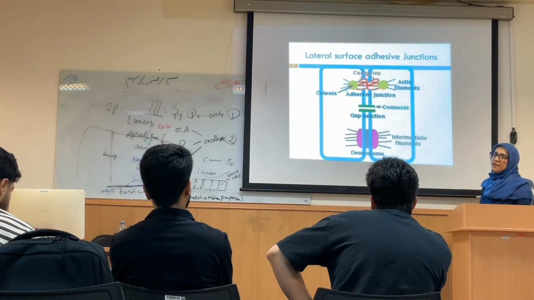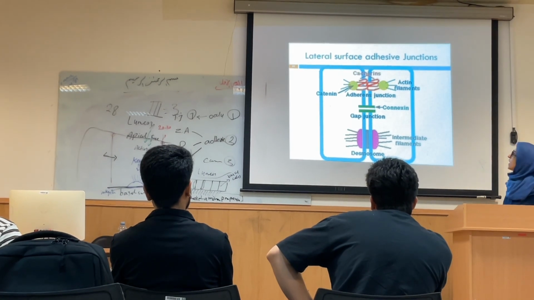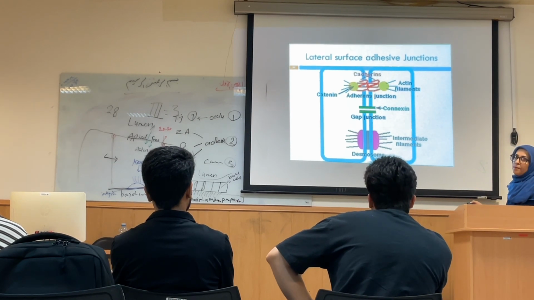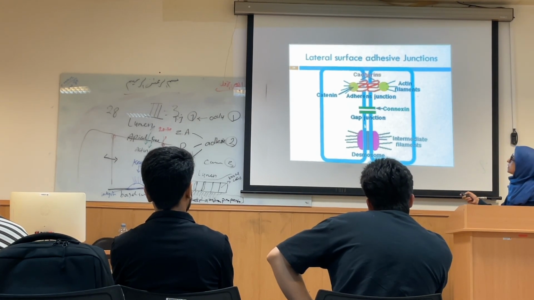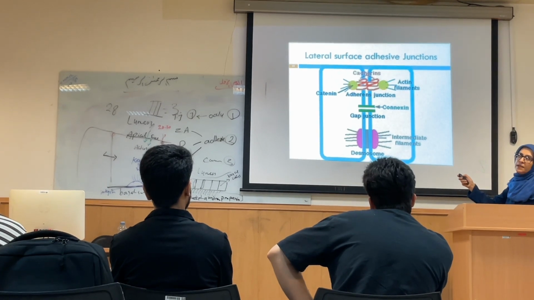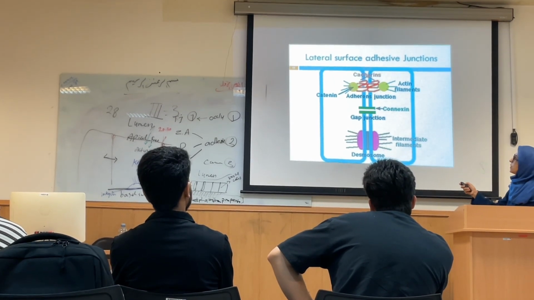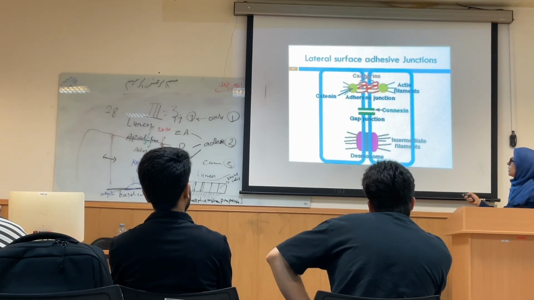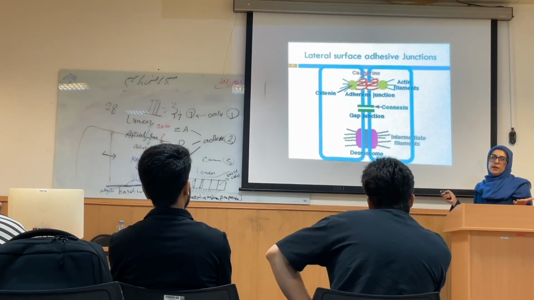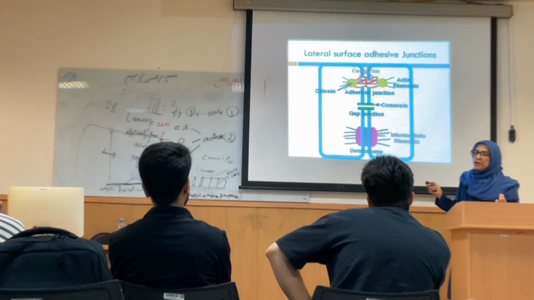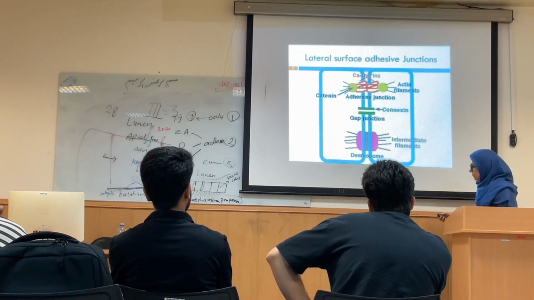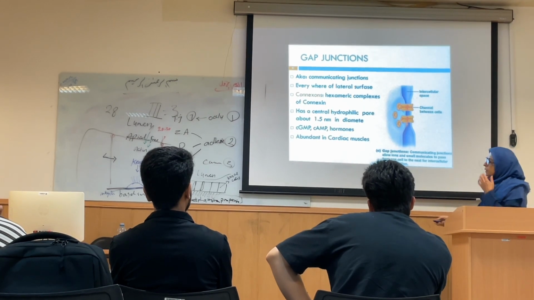Lateral surface adhesive junctions: in the adherent junction and desmosome, the paracellular space includes cadherins. The zonula adherens attaches to actin filaments, and the desmosome attaches to intermediate filaments. And you know that in epithelial tissue we have just keratin or cytokeratin as the intermediate filament.